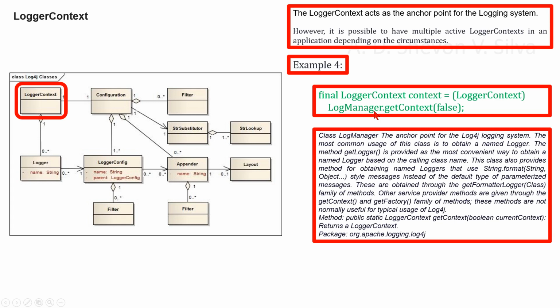Other service provider methods are given through getContext. Here we consider the getContext and getFactory family of methods. These methods are not normally useful for typical usage of Log4j.